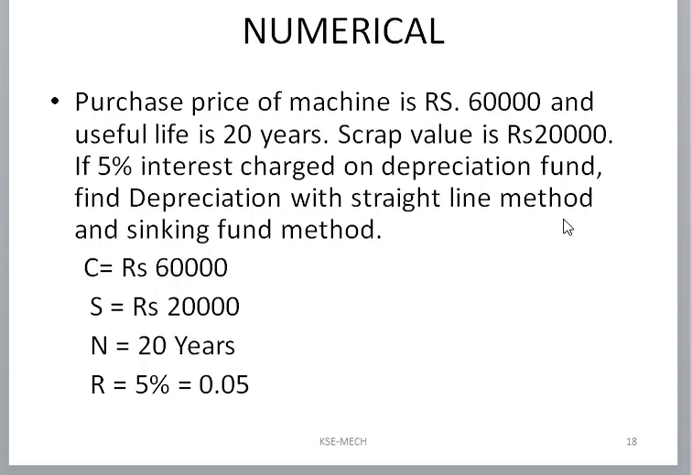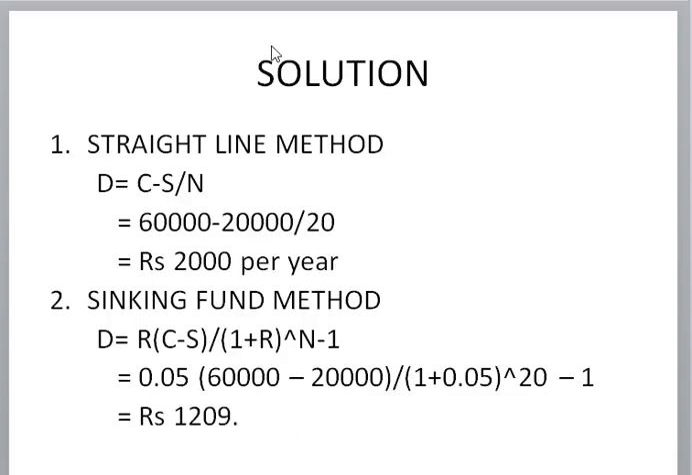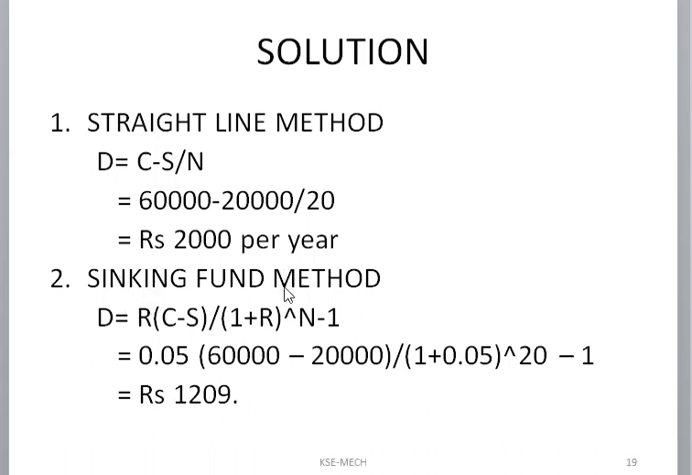Now the solution. Write the straight line method and the sinking fund method, and find the depreciation with the help of these. In the straight line method, the formula of depreciation is (C minus S) upon N. So C is 60,000, S is 20,000, upon 20. So the depreciation value is rupees 2,000 per year. With the sinking fund method, the formula is D equals R times (C minus S) upon ((1 plus R) raised to N minus 1).